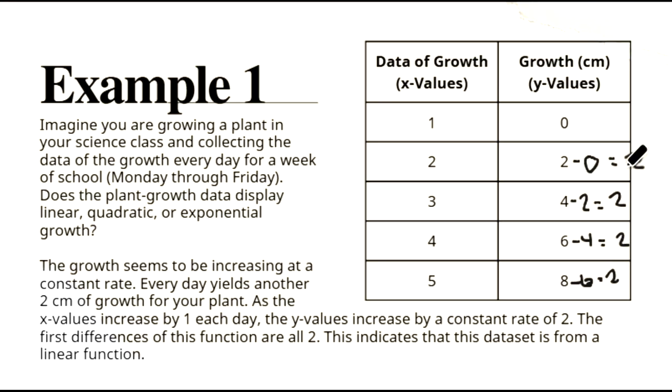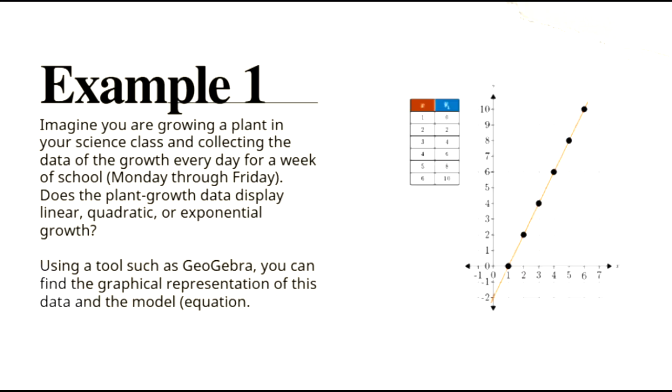When your first differences are all the same number, then you're going to have a linear function, okay? And you're done. It's just that easy. When the first difference is the same, all the numbers are the same, it's a linear function, okay? And then if you graphed these points on GeoGebra, this is what it would look like, and you can tell looking at this, it's a linear function. It's a straight line, okay?